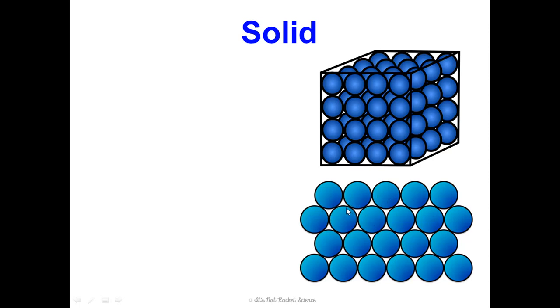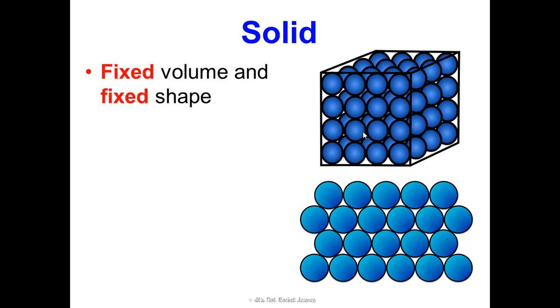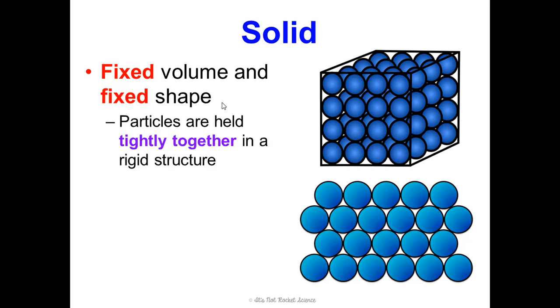They're taking up as little space as possible. Same thing with the three-dimensional picture up there. So solids are going to have what we call a fixed volume and a fixed shape. Sometimes we'll use the word definite volume and definite shape, but really they mean the same thing. So if you ever come across that word definite, it would mean the same thing.